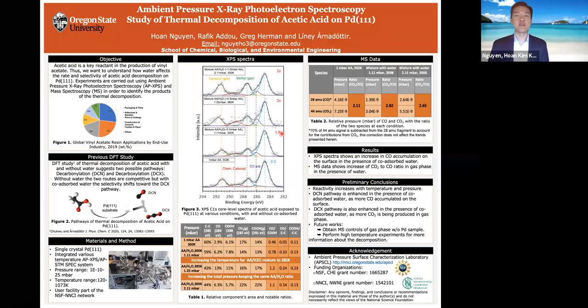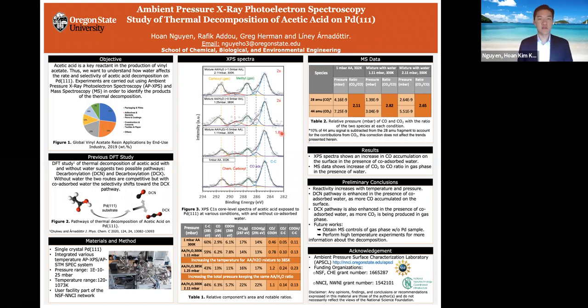I'm a graduate student of the School of Chemical Engineering at Oregon State University. And today I would like to present a poster summarizing my current research titled AP-XPS study of thermal decomposition of acetic acid on palladium-111. The objective of the study is to learn more about the surface chemistry of acetic acid on metal surfaces, since it is a good model for other oxygenated molecules.